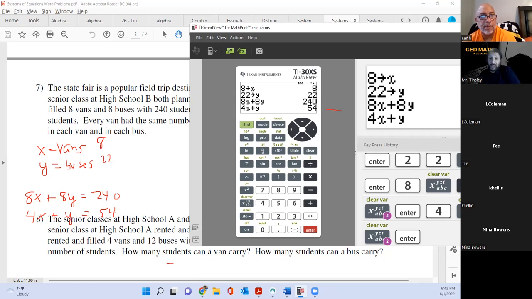But this is what I can tell you, and this is very important. Almost all system of equations problems on the GED will give you multiple choice answers. The easiest way is just to plug the answers in. That's the easiest way.